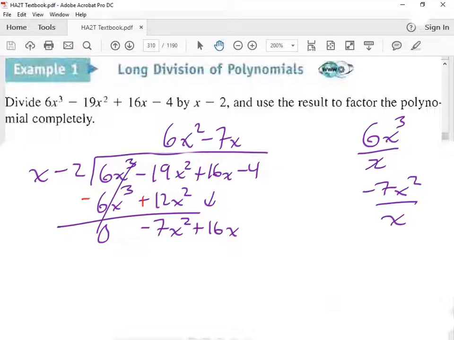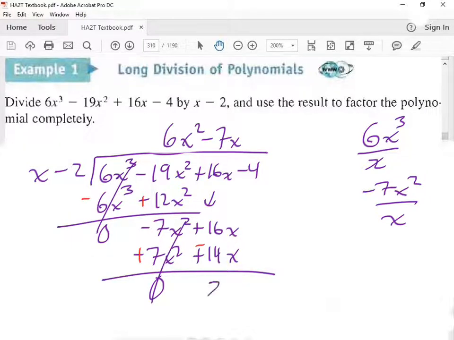And so now I multiply it out. I get negative 7x squared, and then I get positive 14x. I'm multiplying it times the x and then the negative 2. Then I'm going to subtract it. Remember, when we subtract, we just change the signs and then we add. So this adds to 0, so it goes away.